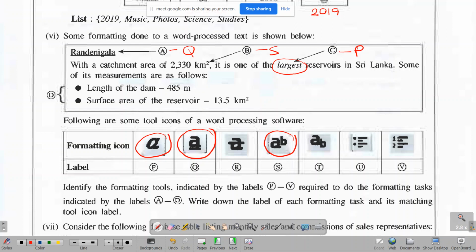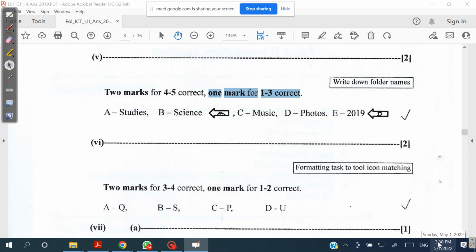And D is over here, so they are talking about the list, so it's an unordered list or the number list, so it associates with U. So Q for A, S for B, P for C, and U for D, right? This is the way they have given the marks. If 3 or 4 are correct, 2 marks. 1 or 2 are correct, 1 mark.